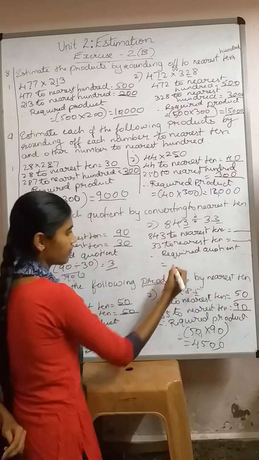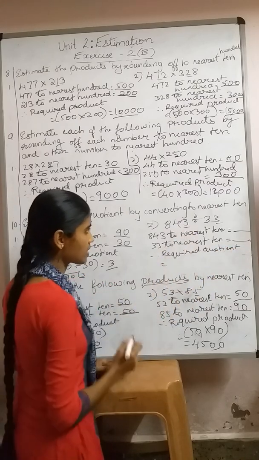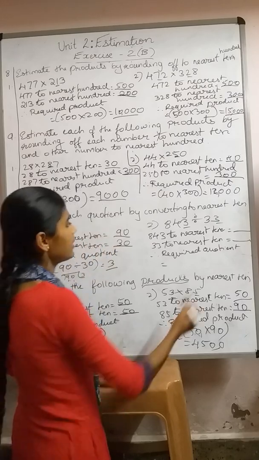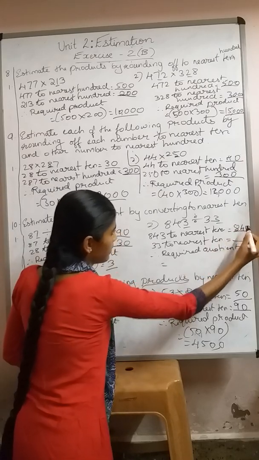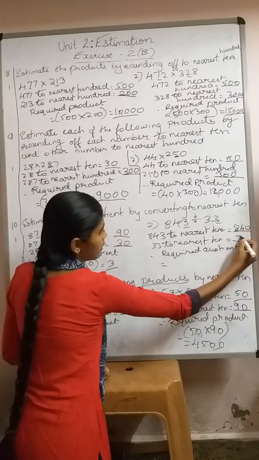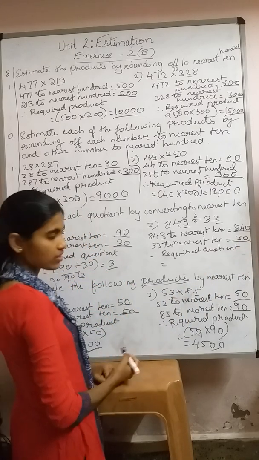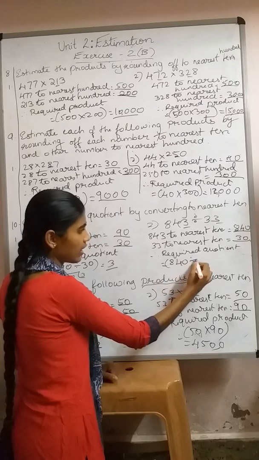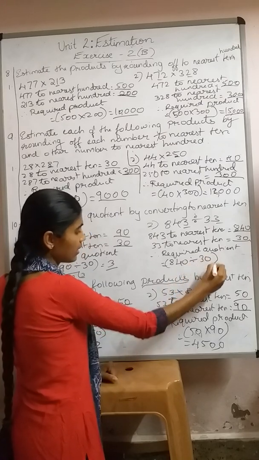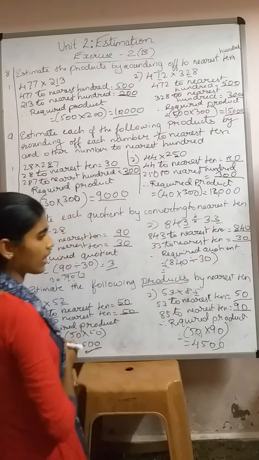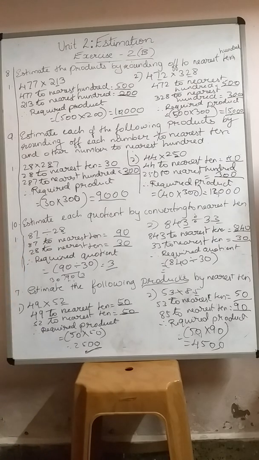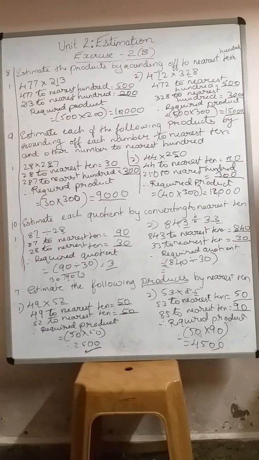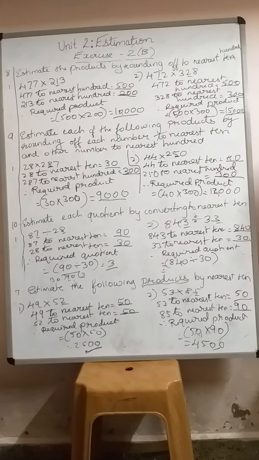So let us solve. Okay. Now 4 is less. So what we need to write? 80. And 3 is less. What we need to write? 30. Now let us divide 80 by 30. What is the answer? Try to calculate and say what is the answer you get. Okay, I hope you got the answer.